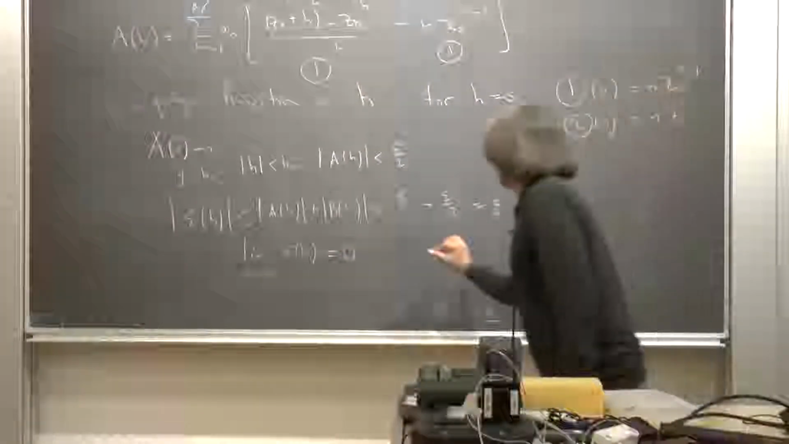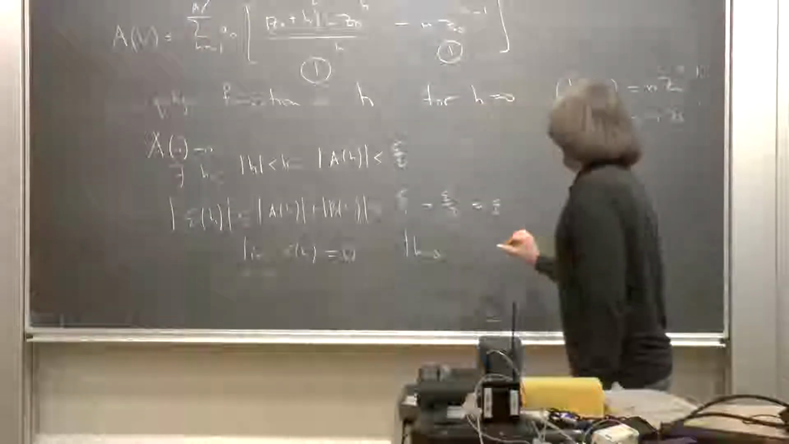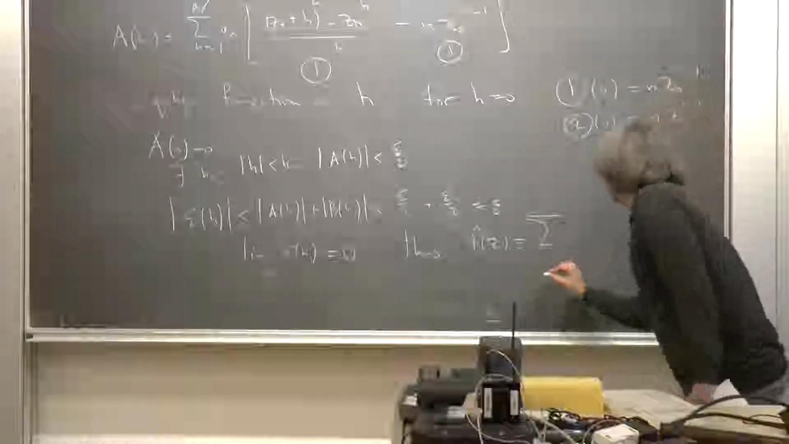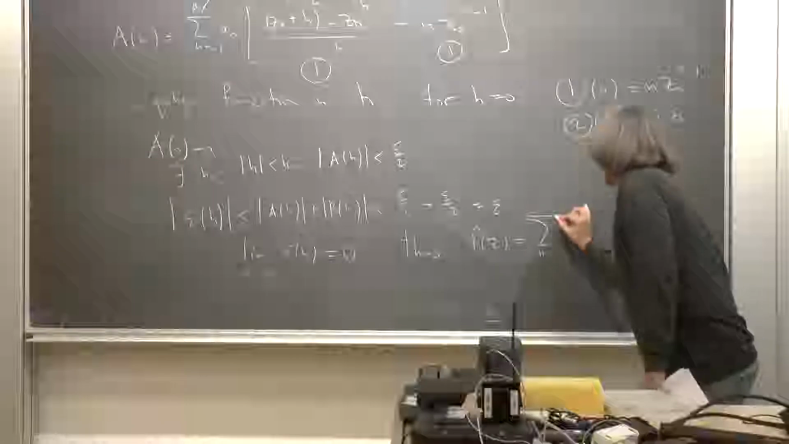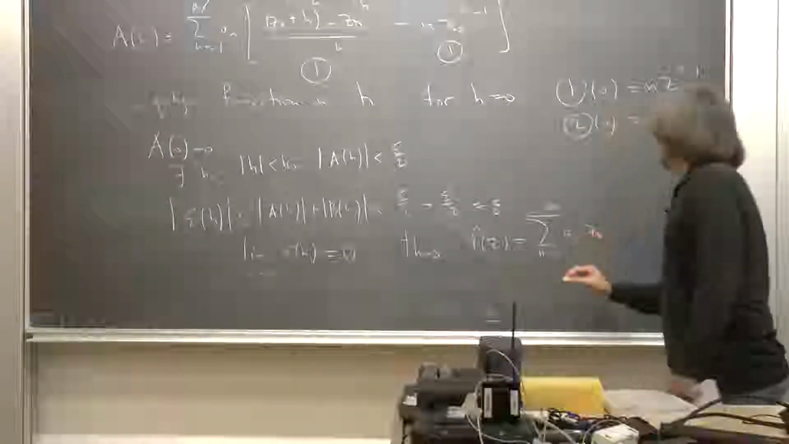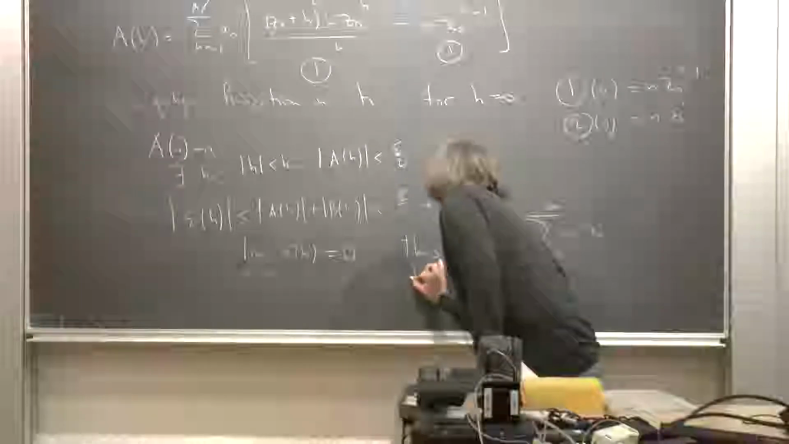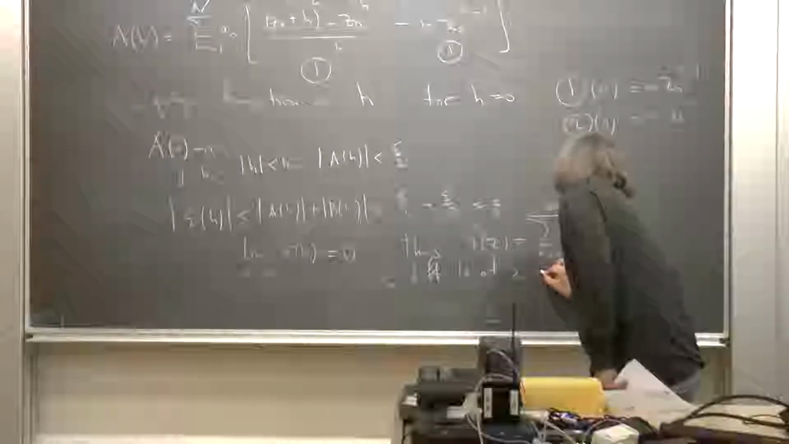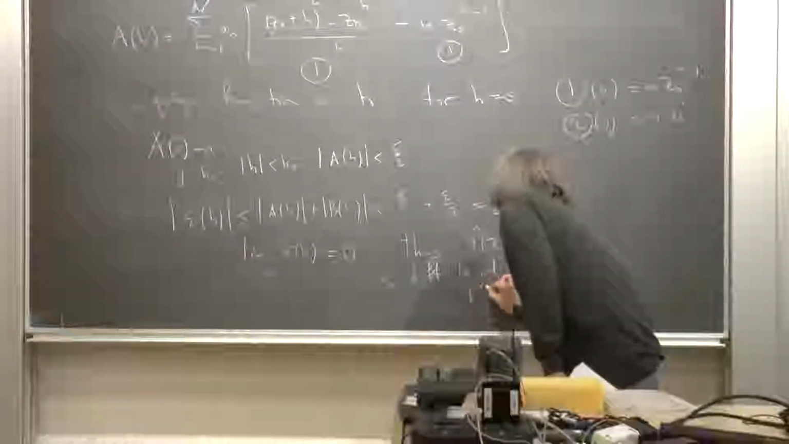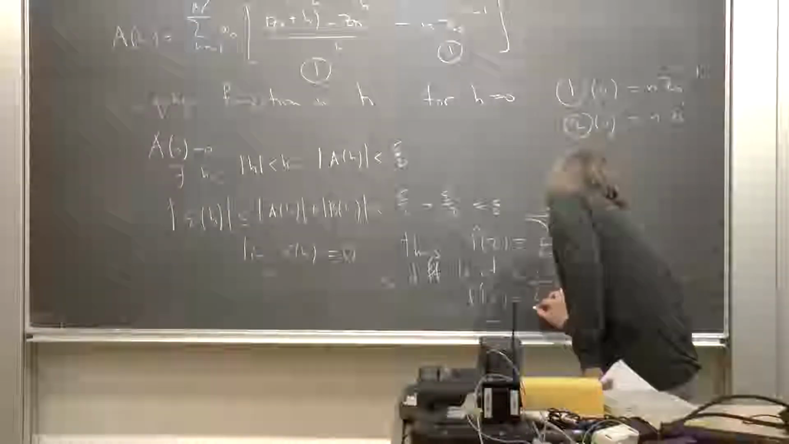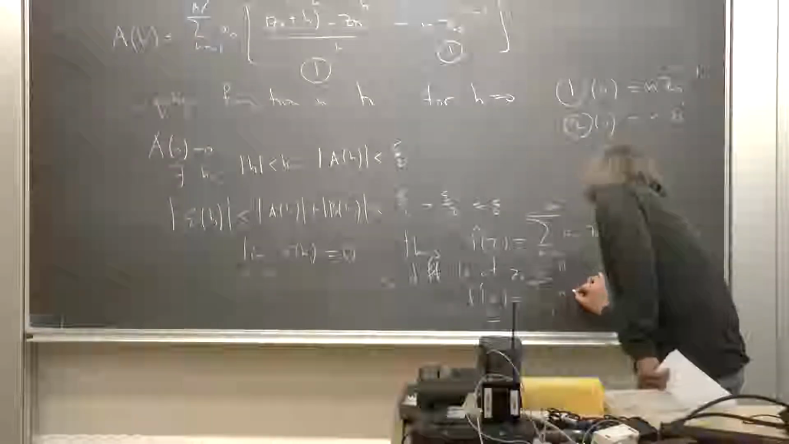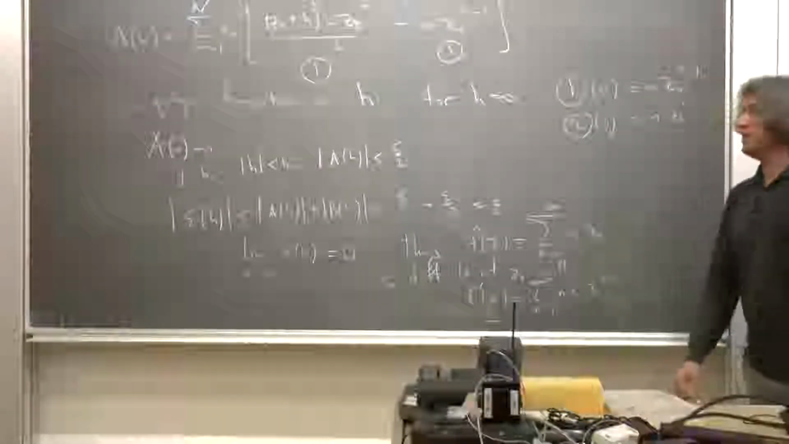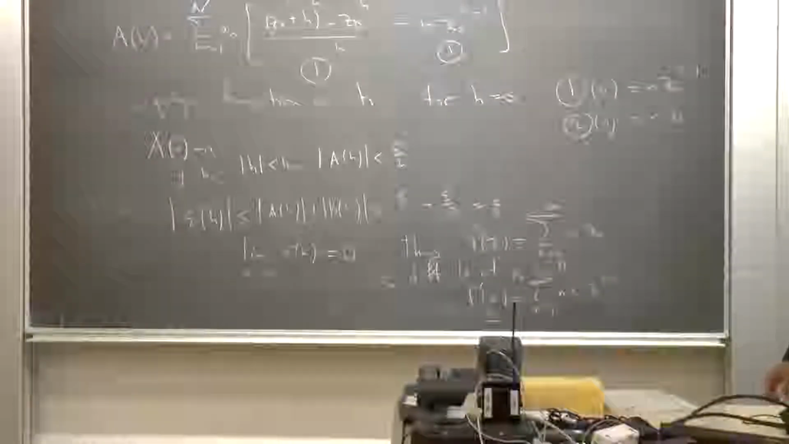So thus f of z, which was defined as the sum, is differentiable at z node with f prime of z being the sum n equals 1 to infinity n a n z node to n minus 1. So that's what we wanted. This is the end of the proof of the theorem.